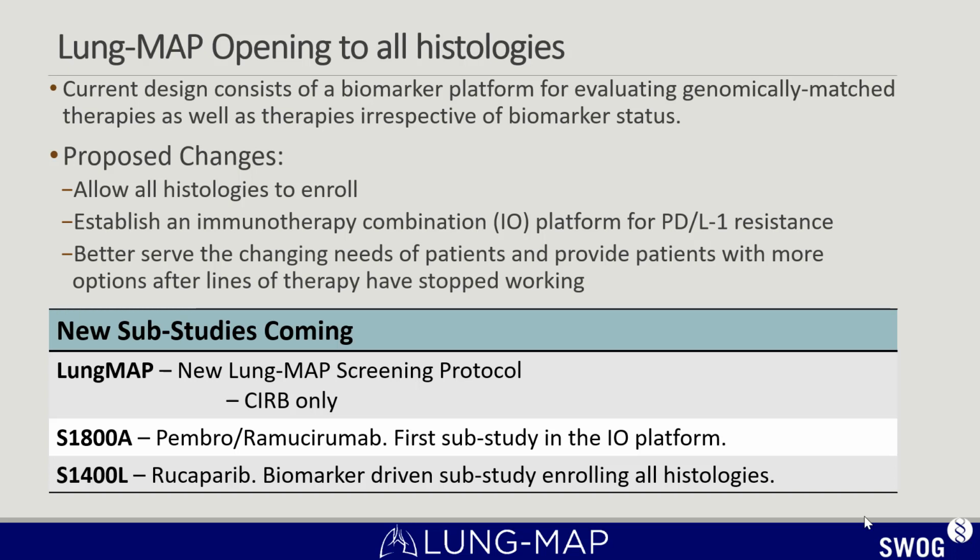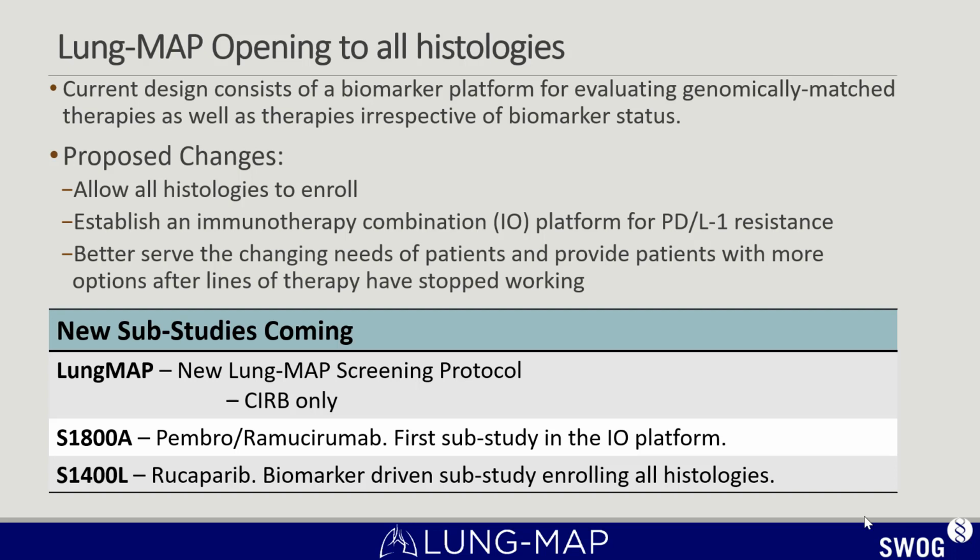So some of the upcoming items that you can expect is a new LungMAP screen, and that is the study number, LungMAP. It is a new screening protocol, and so it will include all histologies. We are looking to include PD-L1 testing, ctDNA testing, and updating the protocol in general. One item to note for this is that it will be a CIRB only.